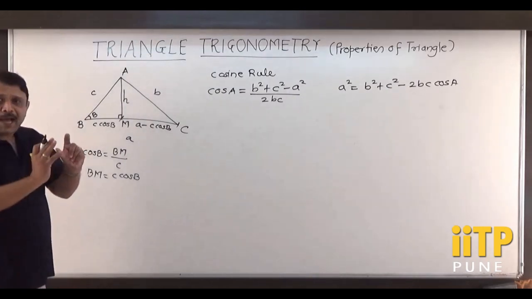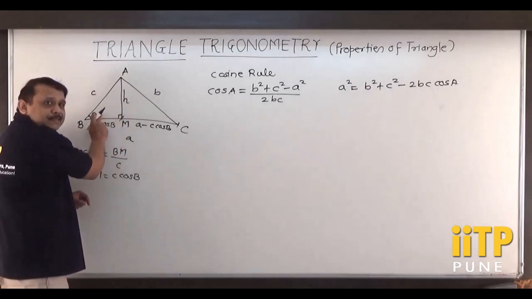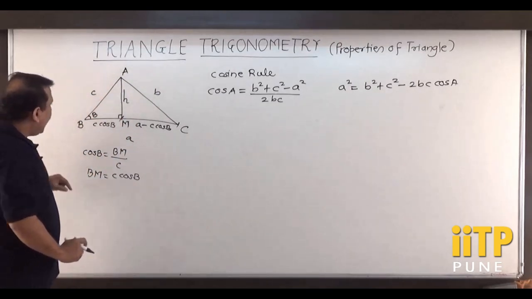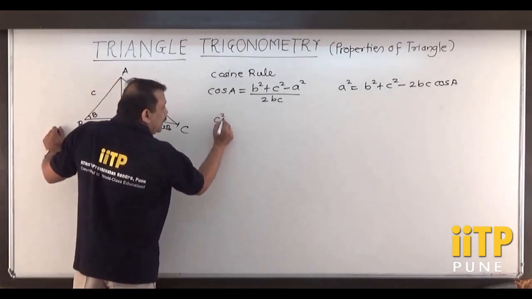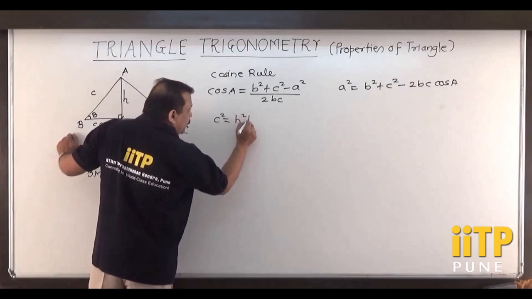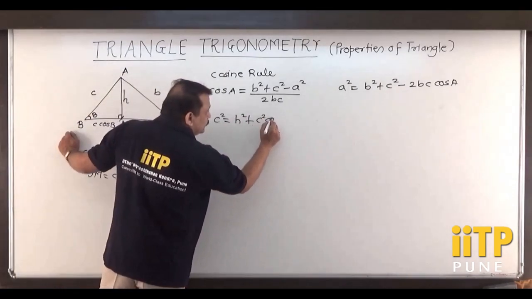Now let us apply Pythagoras theorem for both the triangles. So in triangle ABM, I have c square is equal to, hypotenuse square is equal to h square plus c square cos square B.